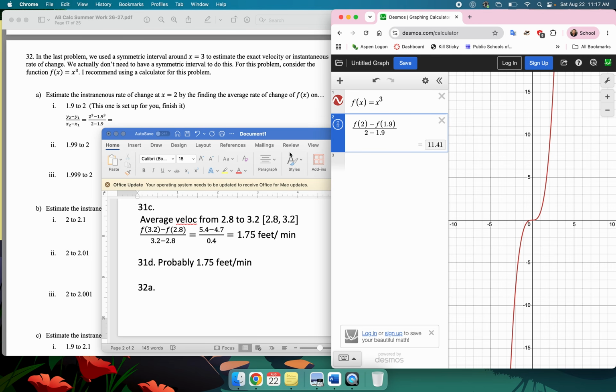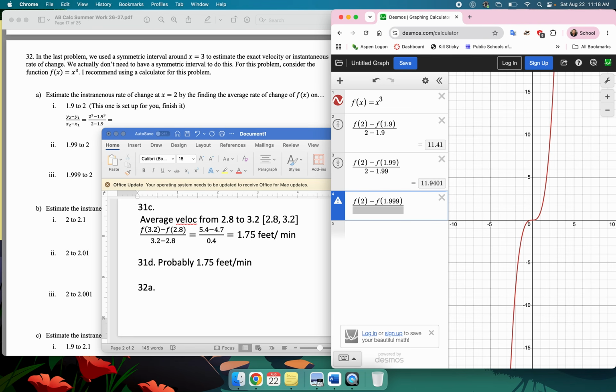So as long as 2 is inside this interval, and it is, the average rate of change over that interval will be a valid estimate of the instantaneous rate of change at 2. 2 does not have to be in the middle. Anyway, f of 2 minus f of 1.99 over 2 minus 1.99, that's 11.9401, a little bit different from this answer. And now here we've got a really small interval, right? Really, really small.